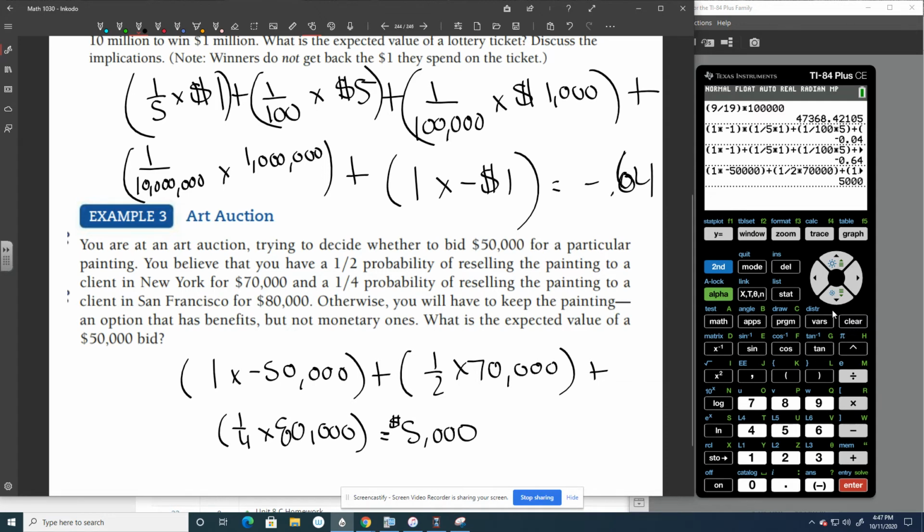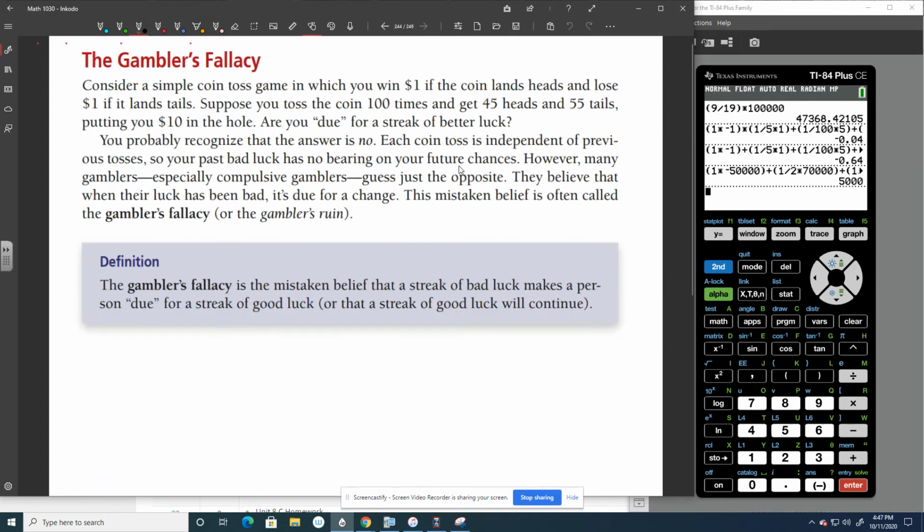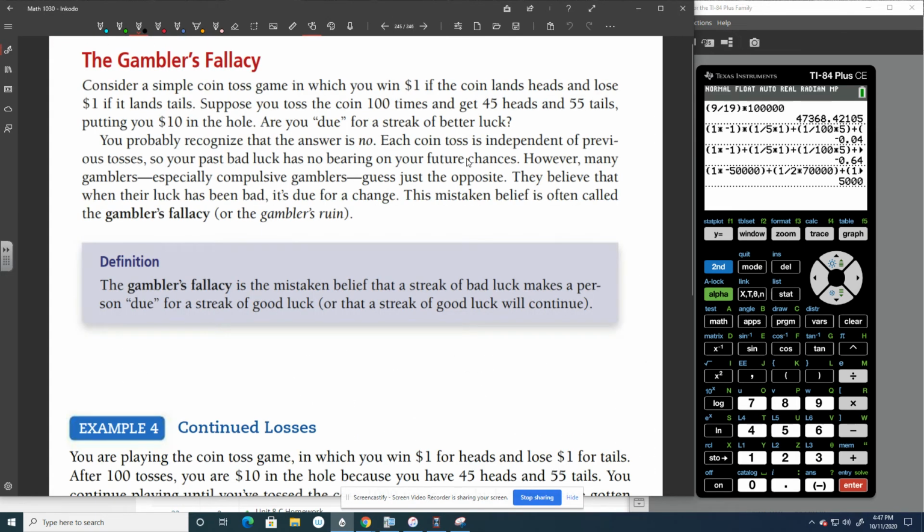That's the expected value if you are to invest $50,000 on this painting. That's the expected value, okay? All right, moving on. Out of expected value. Not the most interesting stuff, but this is the gambler's fallacy. The theory really gets people in trouble.